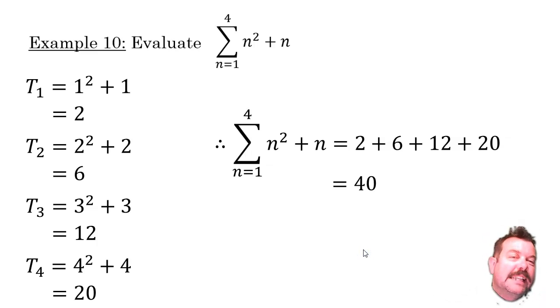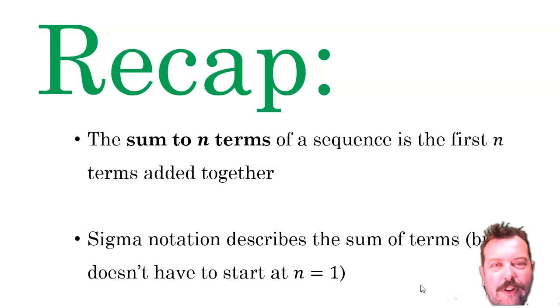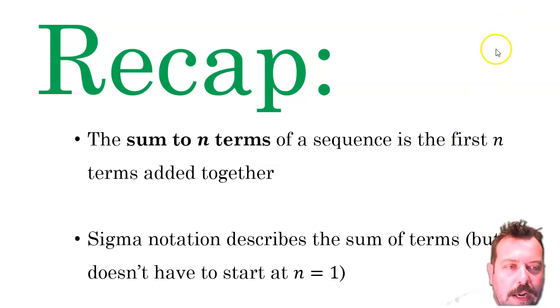Right, that's sigma notation. We've covered two things really, mostly in today's video. The sum to n terms, we use that capital S with the subscript n. Start at 1, keep adding terms together till you get to the nth term. And we also use sigma notation, which does a very similar thing, except we don't necessarily start at the first term.